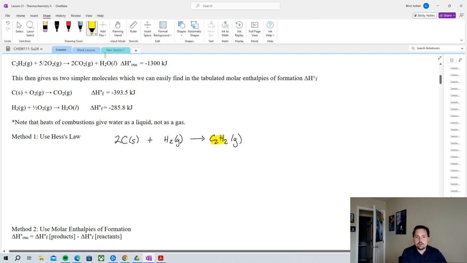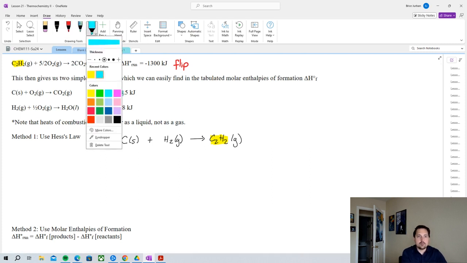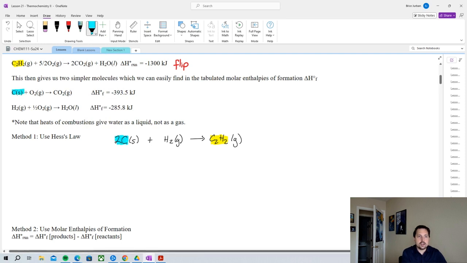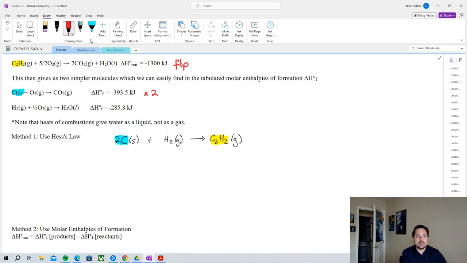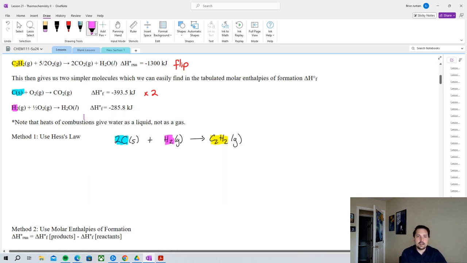And we'll notice that acetylene is given in the first reaction, but it's on the wrong side. So what we can do is flip this reaction. And when we flip it, we're going to have to change the enthalpy to be positive. The next thing that we might notice is that we have carbon on the left side, but this reaction here lists carbon with just 1 mole. So we'll need to multiply this reaction by 2 and this enthalpy of formation by 2. Lastly, we'll see that hydrogen is exactly where it needs to be, and we're not going to have to make any changes there.